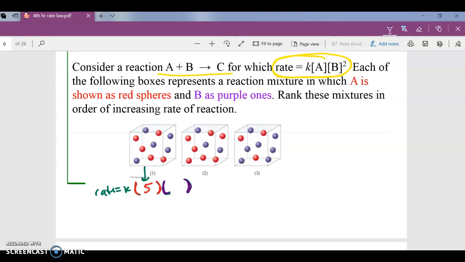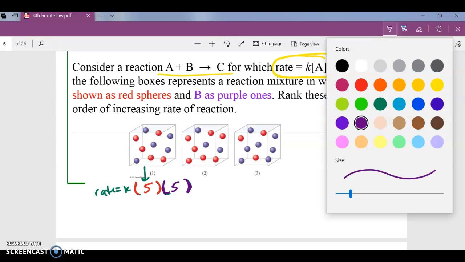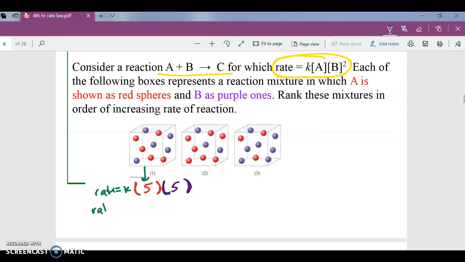And I happen to have 1, 2, 3, 4, 5 purple. So in this case, when I wanted to calculate what that would be, I would say rate is equal to 5 times 5. Whoop, I almost made a mistake. I hope you caught it. Squared. That's my rate law here. So 5 squared, so in other words, this is like 5 cubed. Oh, come on, math. 5 cubed is 125. 125K is my rate there.